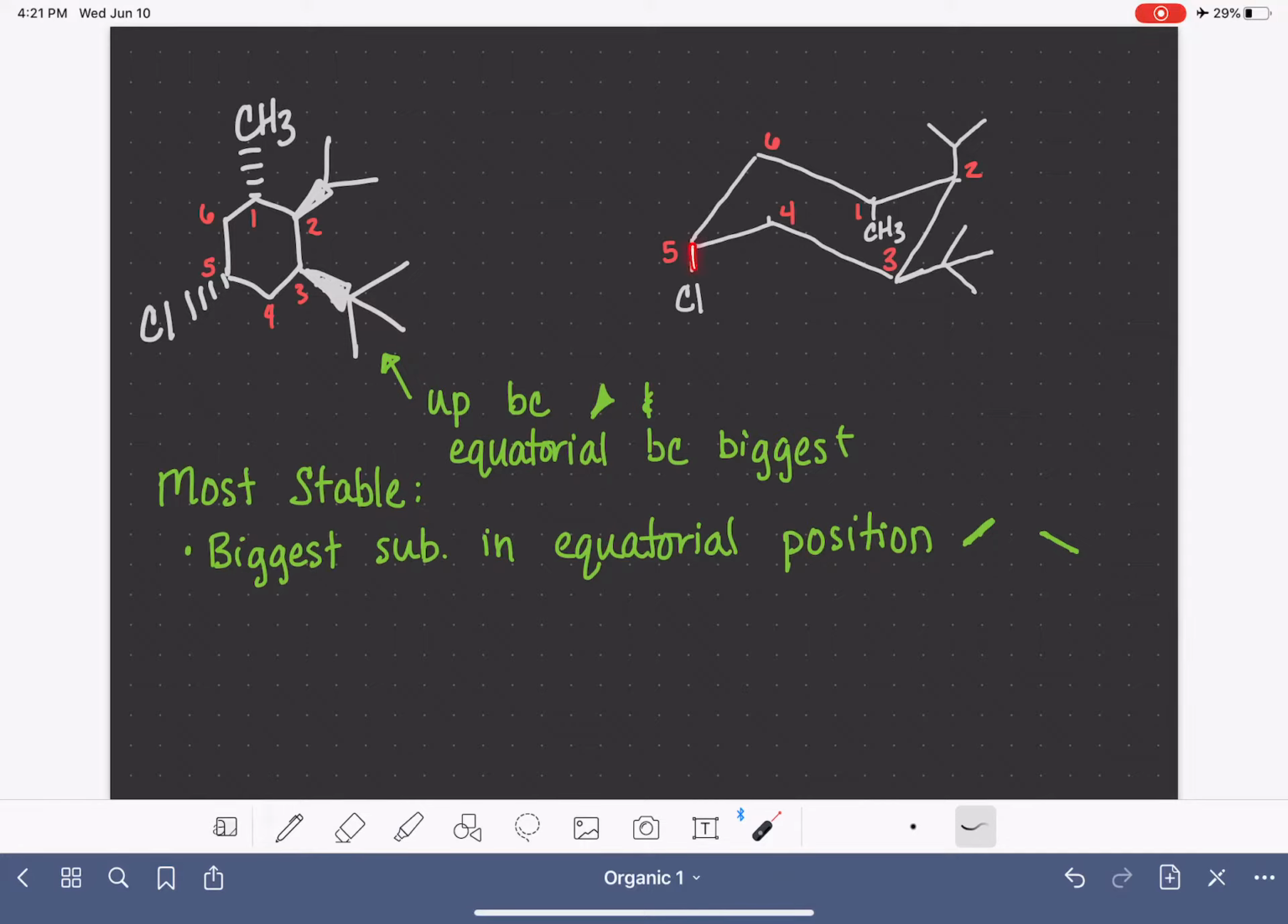Even though 3 of the substituents are in axial positions, that does not matter as much as putting the biggest substituent in the equatorial position. That's the most important thing, especially when you have a tert-butyl. That tert-butyl substituent can't go anywhere else. Tert-butyl only goes in the equatorial position.